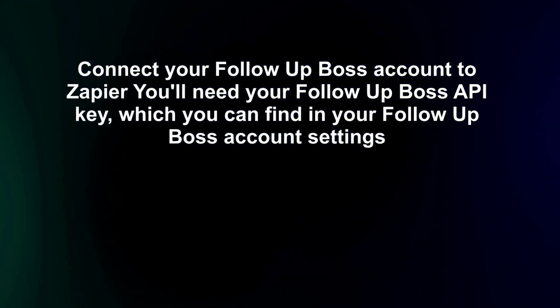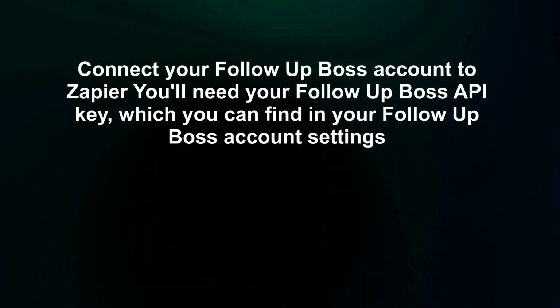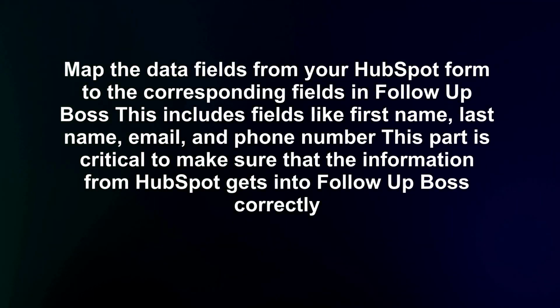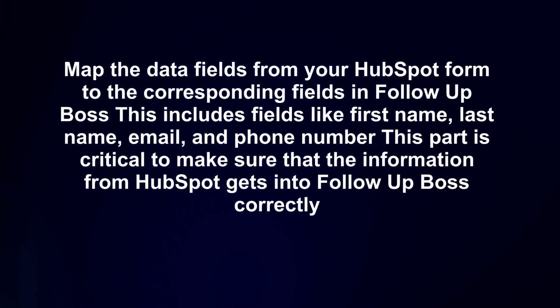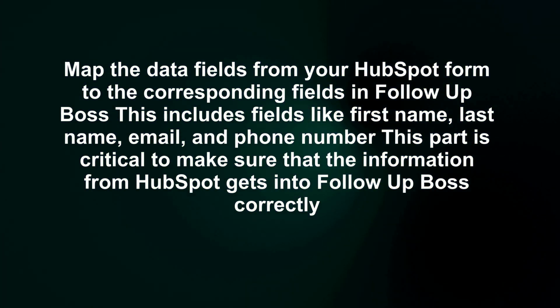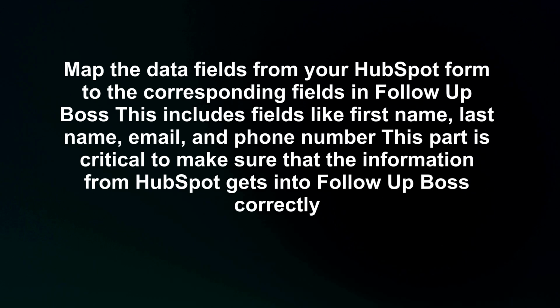Connect your Follow Up Boss account to Zapier. You'll need your Follow Up Boss API key, which you can find in your Follow Up Boss account settings. Map the data fields from your HubSpot form to the corresponding fields in Follow Up Boss. This includes fields like first name, last name, email, and phone number. This part is critical to make sure that the information from HubSpot gets into Follow Up Boss correctly.